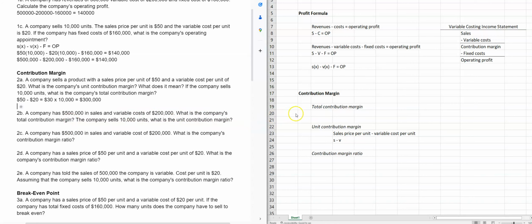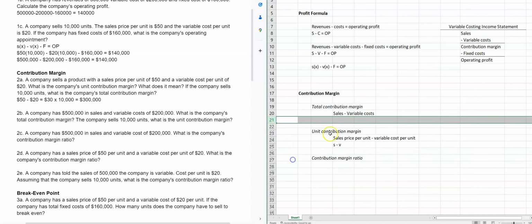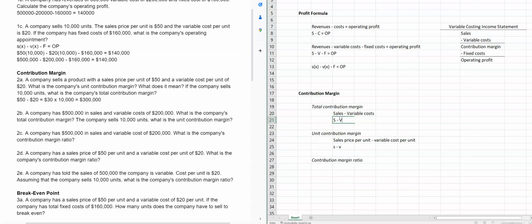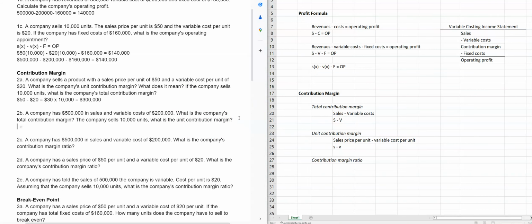Let's start there. The formula for total contribution margin is sales minus variable costs. And these are totals, so if we wanted to, we could rewrite this with our capital S minus our capital V: total sales minus total variable costs. Let's take a look at it here. Total sales minus total variable costs. So total contribution margin of 300,000.